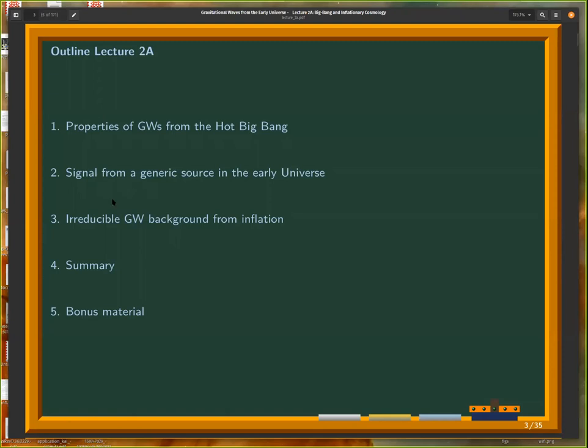And then in the third part, I will turn to inflation and describe the irreducible background of gravitational waves produced during inflation. I was actually intending to cover a lot of material in this lecture, and I couldn't really fit everything into 1 hour and 15 minutes. So there will also be some bonus material in the PDF slides at the very end. If you're looking at the PDF slides and you're still interested, I invite you to have a look at this bonus material.